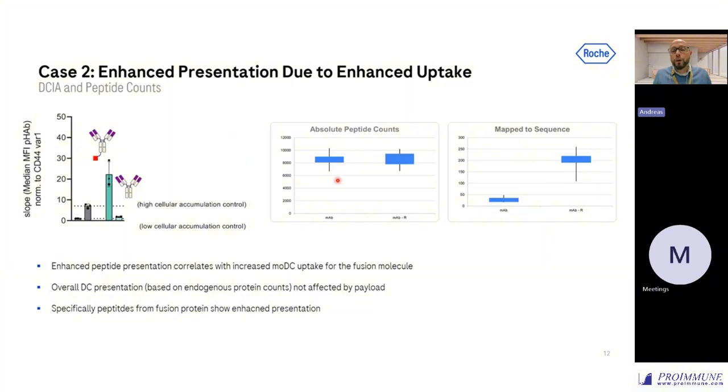And also, if we look at the MAPS data, the absolute peptide counts are not affected. So again, we don't have a direct pharmacological effect of the payload on DCs, because with or without it, they are presenting the same amount of endogenous peptides. But again, if we look at the delta between antibody versus antibody with the payload, we see this clear enhancement in signals, similar to the case we had before.